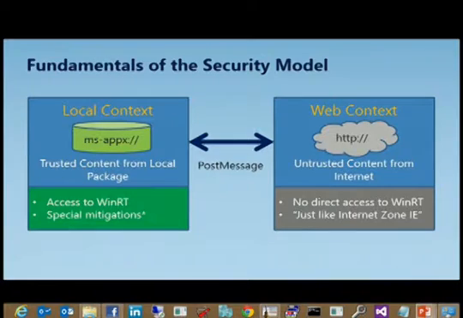And then pretty much everything else is in the web context. That's everything with the HTTP URL scheme, HTTPS, whatever else. It's intended for untrusted content from the internet, and it doesn't have direct access to WinRT. It's really supposed to be just like the internet zone in IE. And there's the HTML5 post message API, the formal mechanism for passing messages between these two security boundaries.